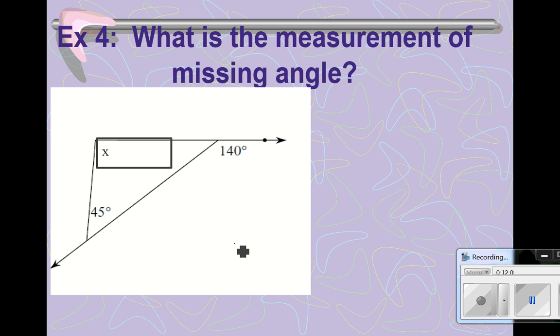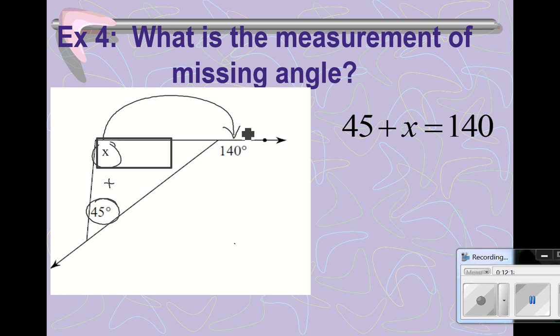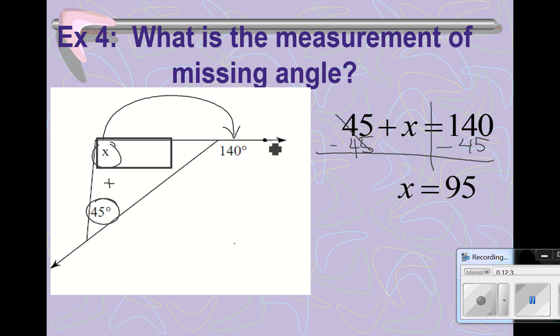So just like before, circle plus circle equals. So I'm going to set up my equation. 45 plus x equals, line down the equal sign, minus 45 minus 45. And your final answer would be x equals 95. Put it in place of in your box so that you can see that is the final answer. And you have finished. That is the exterior angle theorem.